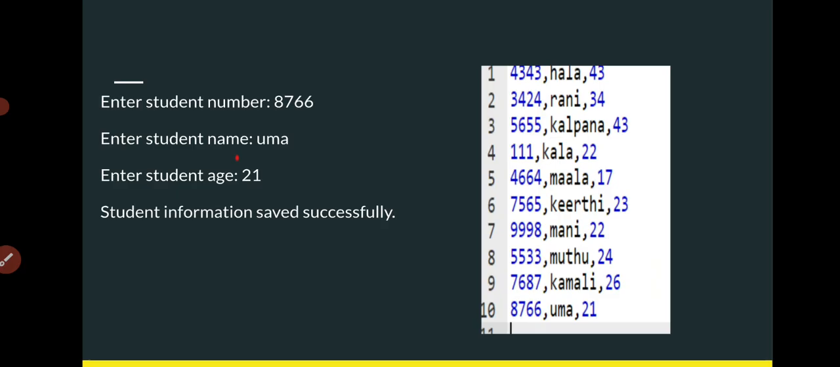Now I have executed the program 10 times and given 10 different numbers, different names of students and different ages. So 10 records are created. You can see the last record: student number 8766, name is Uma and age is 21. This is the last record. By that I exited the program from executing for more values. So I have created 10 records by running this program.